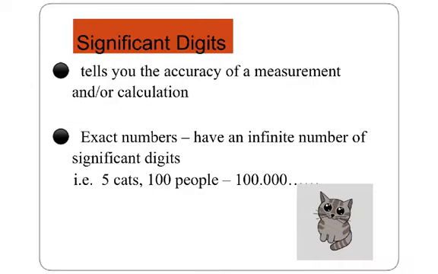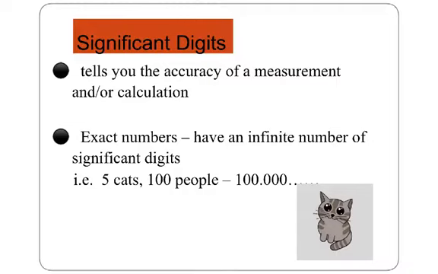So think about the fact that when you put in a bunch of numbers into your calculator, it can fill the screen, but that's maybe more numbers than we should actually be showing when we write it down. So there's a couple of different types of numbers. The first one is an exact number. They have an infinite number of significant digits. These are things where you can't have parts of them.